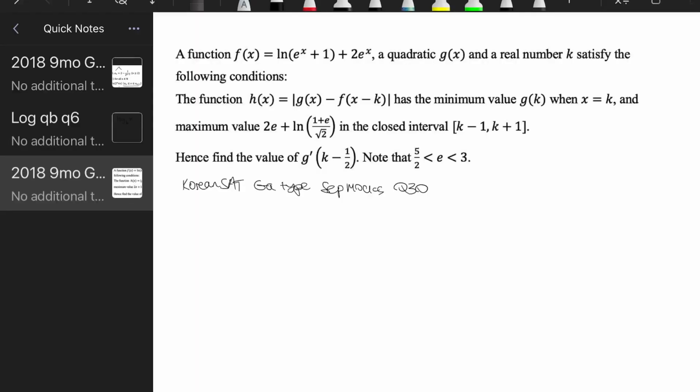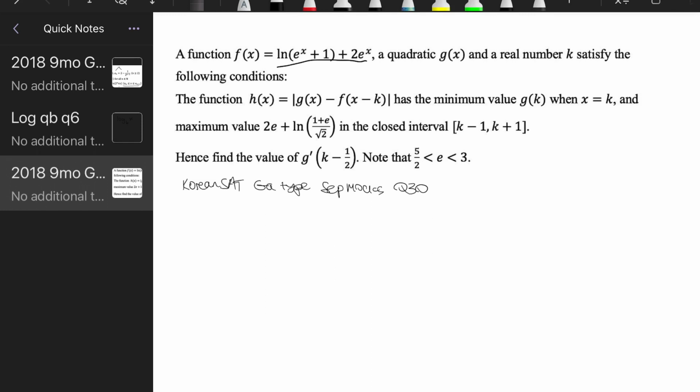Now what we can see is that we have two functions, f of x and g of x. F of x is a defined function here, and g of x is a quadratic, any quadratic. And at the end we see that we want to find the value of g prime of k minus half, which means we're interested in the quadratic g of x. So we'll keep that in mind while solving this question.